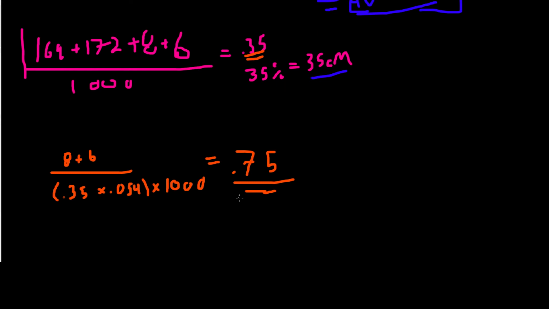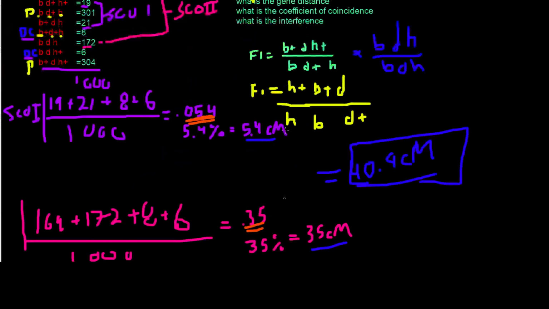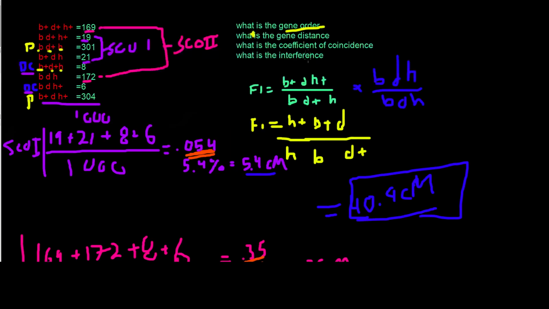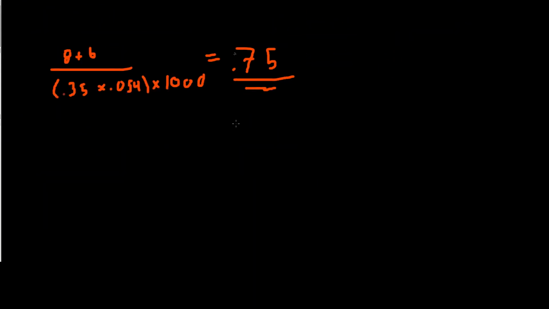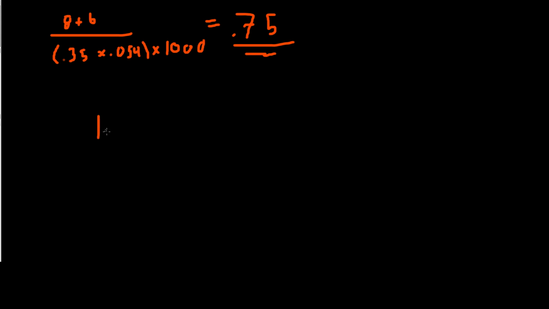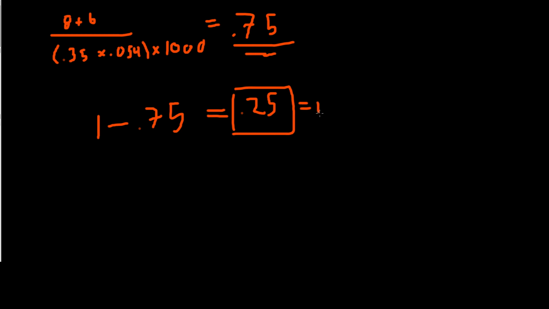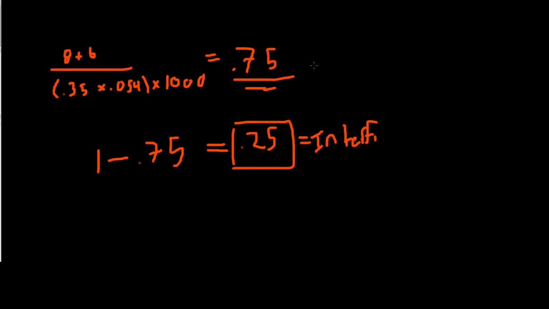Right, so once you determine the coefficient of coincidence, then the interference is an easy calculation, because your interference is just going to equal 1 minus the coefficient of coincidence. So in this case, it's going to be 1 minus 0.75, and then you get the answer, 0.25. So this is your interference, and this is your coincidence.